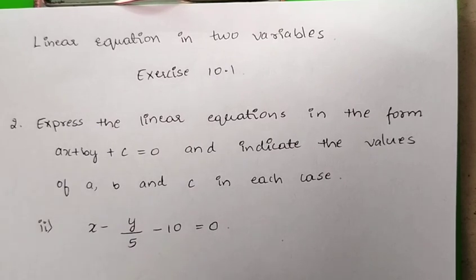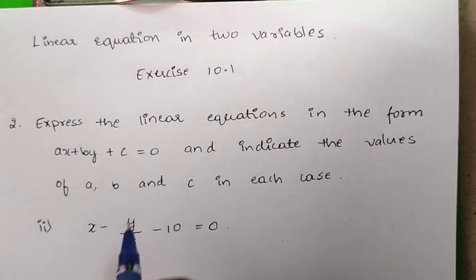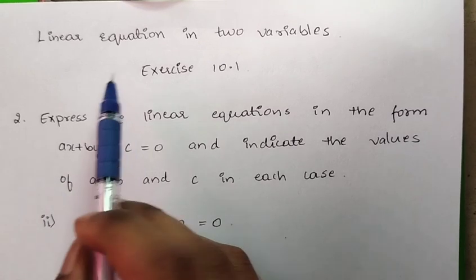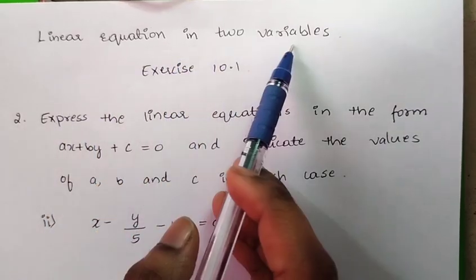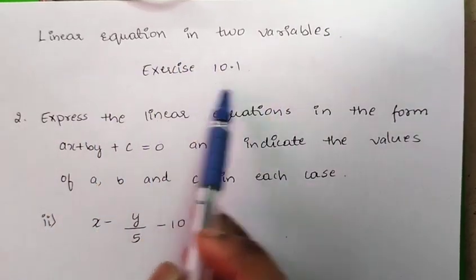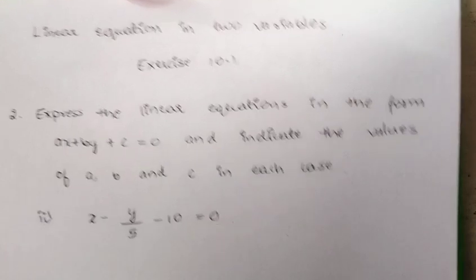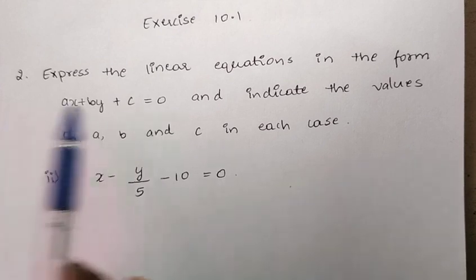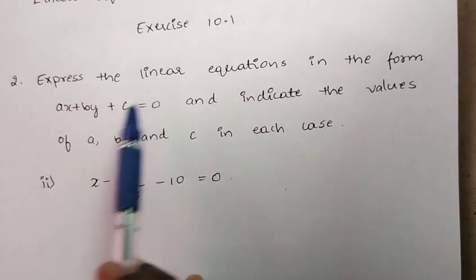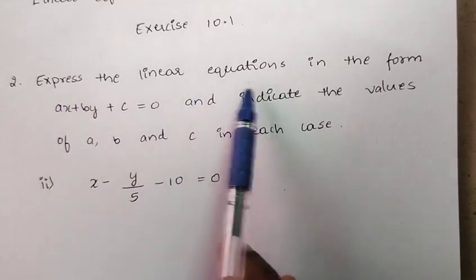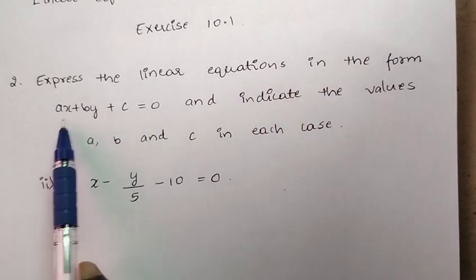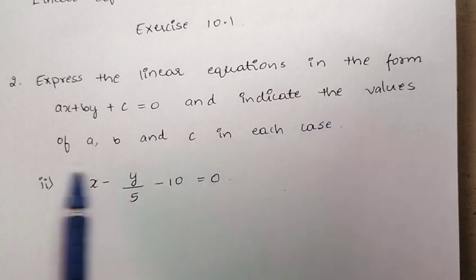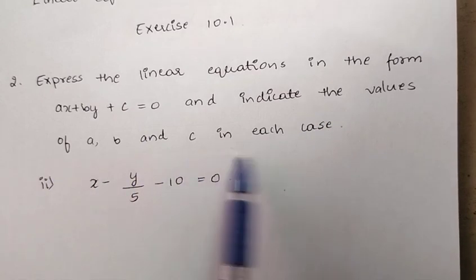In the last video, I discussed question number 1 and the sub-questions of question number 2 in the chapter Linear Equations in Two Variables, under Exercise 10.1. In this video, we will be talking about the remaining questions of question number 2. So let's briefly recall the question. It is about expressing the linear equations in the form ax plus by plus c is equal to 0 and indicating the values of a, b and c in each case.